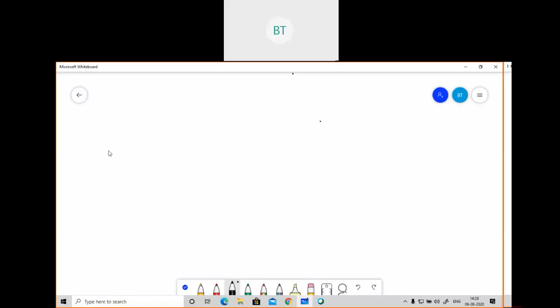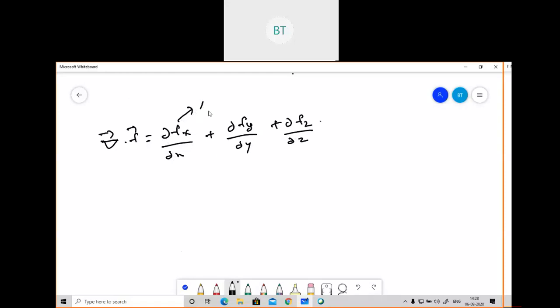First of all, you need to calculate the divergence of the function. If you see the last class lecture, I showed you how to calculate the divergence of a function. The formula which I gave you is del fx upon del x plus del fy upon del y plus del fz upon del z. So fx means we are talking about the x component, fy the y component, and fz the z component. This was basically the formula which I gave you.